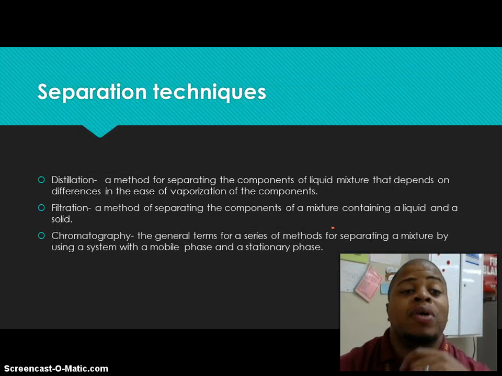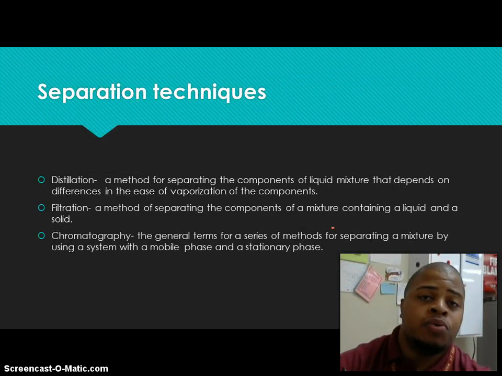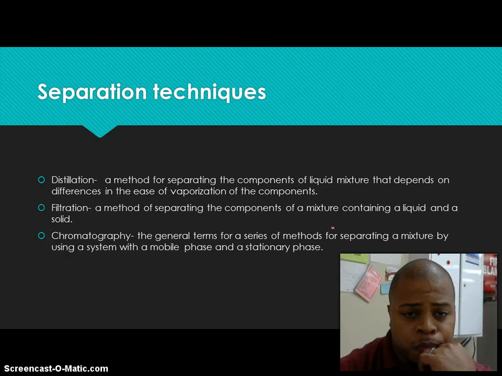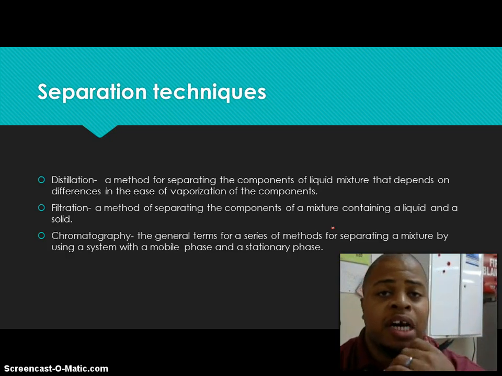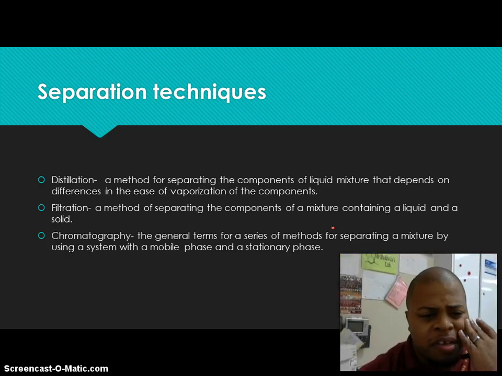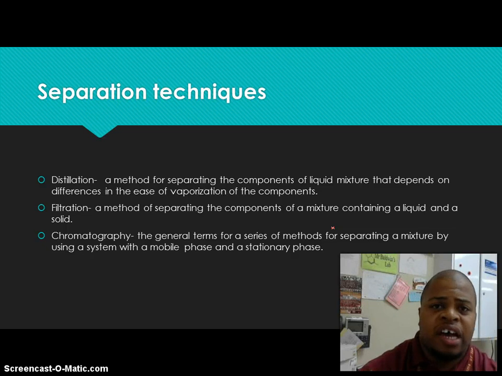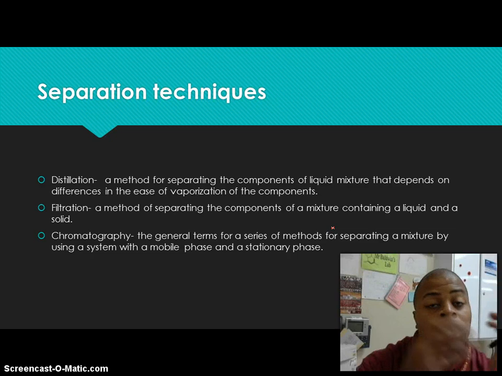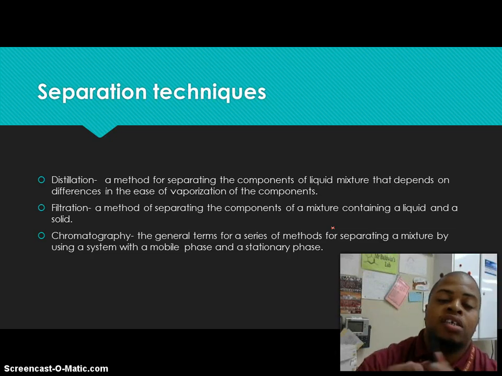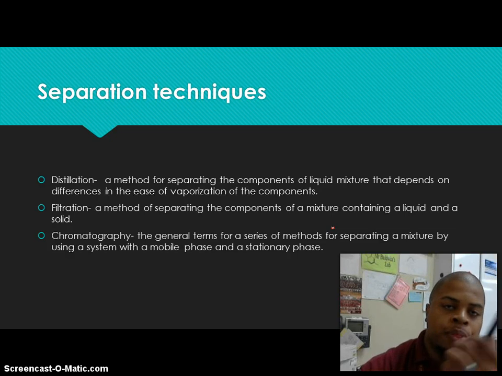Now, what about how we separate? The main three ways that we'll talk about are distillation, filtration, and chromatography. Filtration is one that I believe most people will be familiar with. If I have a solid that's sitting in a liquid, I may get some filter paper or a coffee filter, those types of things, so that the solid stays in one location and the liquid is able to run through.